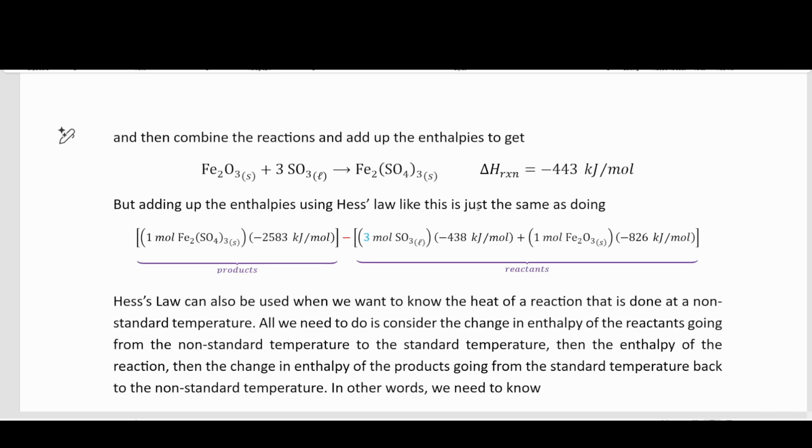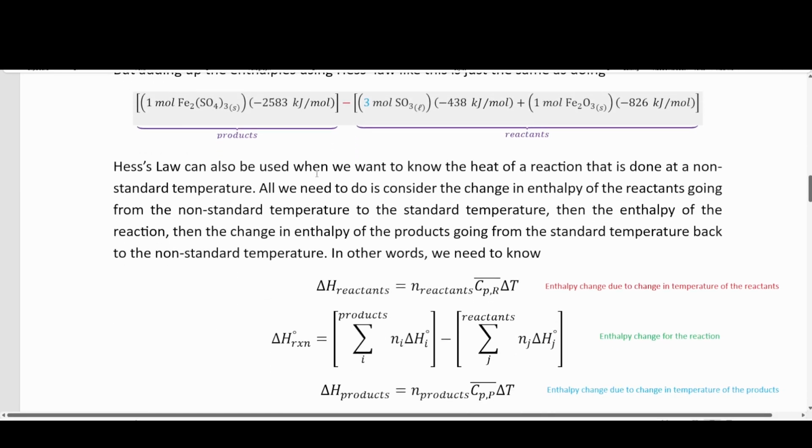So doing those two different techniques are just two ways of doing the same thing. Hess's law can also be used when we want to know the heat of a reaction that is done at a non-standard temperature. So in the previous video, we talked about how we like to think of reactions happening at a standard temperature and pressure. So that was 1 atmosphere and 298 Kelvin.